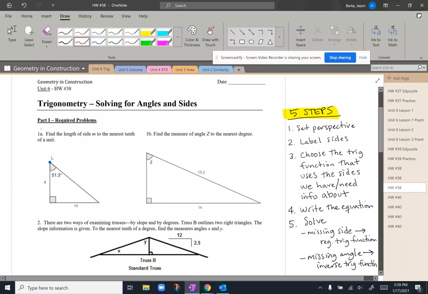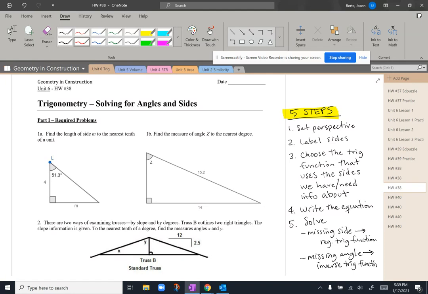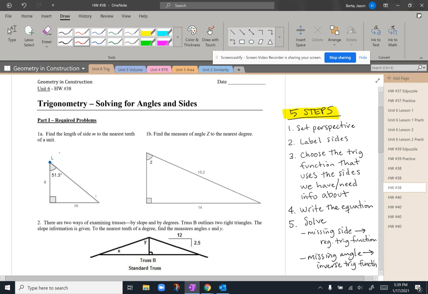So let's go ahead and take a look at 1A here. We're asked to find the missing side m. Looking at my first set of steps, first I need to set a perspective, and that's going to be at one of the two acute angles in the triangle. To determine which one, I'm going to set the perspective at wherever I either know the angle itself, the degrees, or where I want to find out. Here, I know the angle here, but I don't know here, and I don't need to find that one out. So I'm going to set my perspective next to L here.